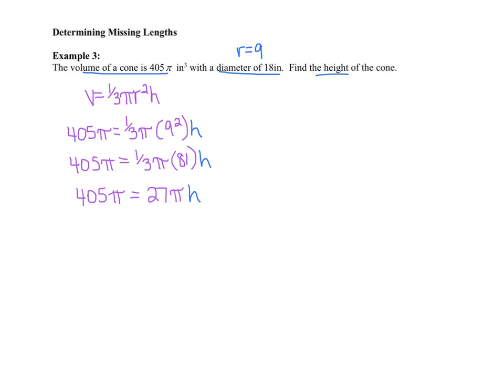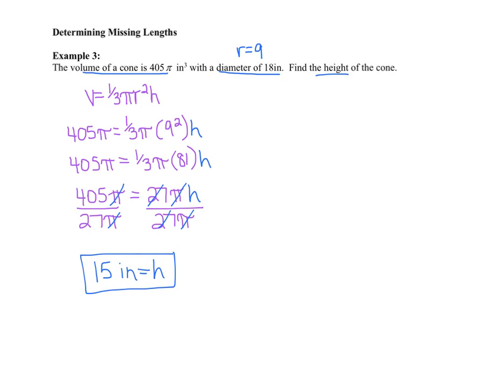Our next step, you want to get your height by itself. So here you're multiplying, so we're going to undo by dividing both sides by 27 pi. Okay, so these are going to cancel, the 27s and the pi's, because pi divided by pi is 1. And now we're going to say 405 divided by 27, which is going to give us 15. We're talking about inches, so 15 inches equals our height. And that is our answer.